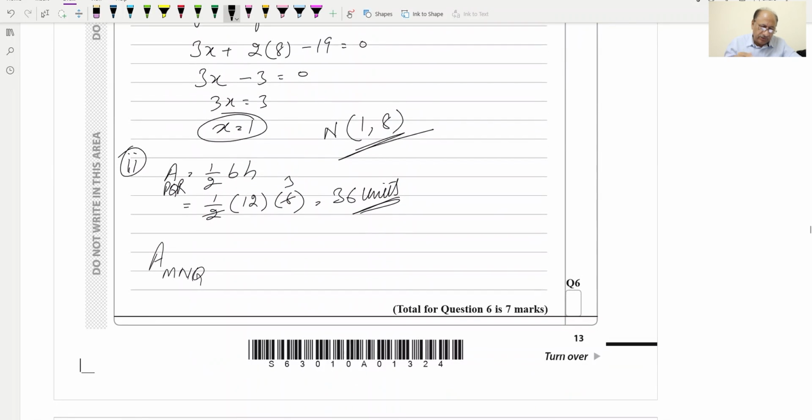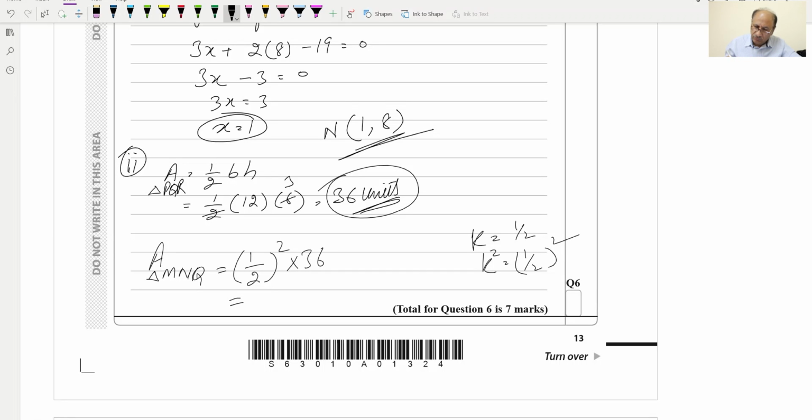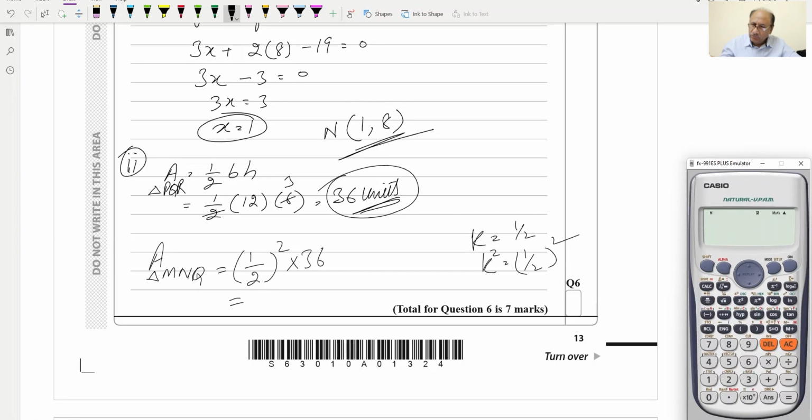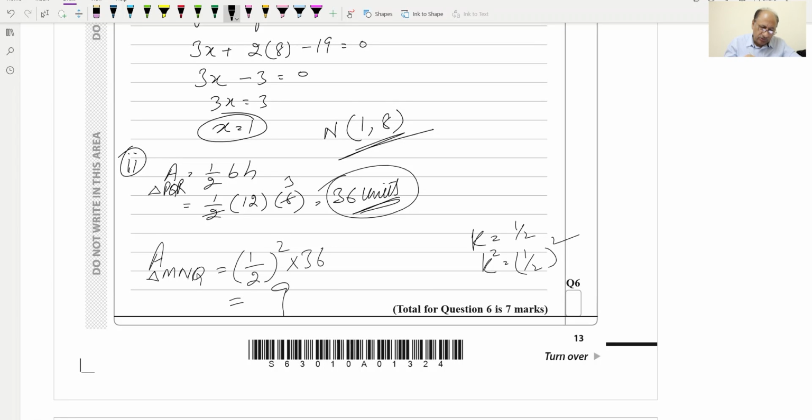So K square for area, K value will be 1 by 2 and K square will be 1 by 2 square, and we will multiply this area by 1 by 2 square and we will get area of triangle MNQ. So this will be 1 by 2 squared multiplied by 36, which is 0.5 squared multiplied by 36, equal to 9. So 9 units will be our final answer for this question.